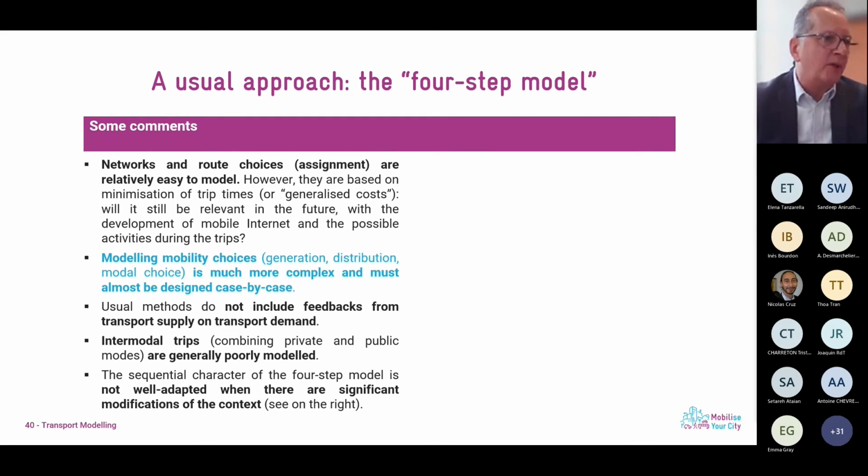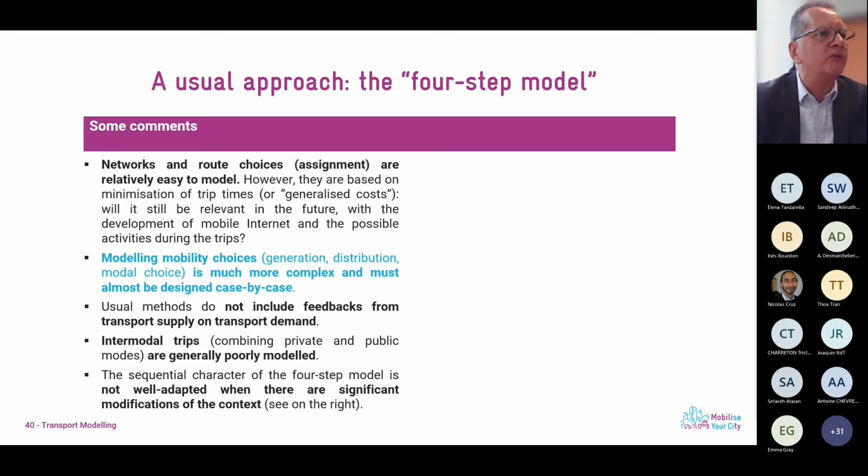Intermodal trips combining private and public modes are generally poorly modeled. The kind of trips where I take my car or my motorbike to go to a public transport station to take public transport. And the sequential character of the four-step model is not well adapted when there are significant modifications of the context.